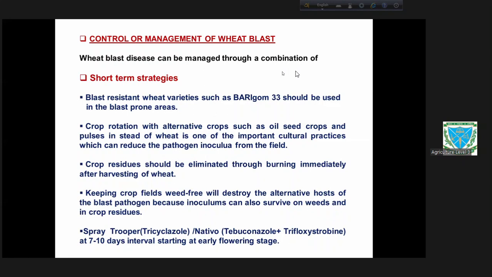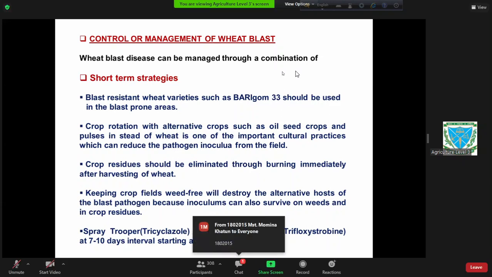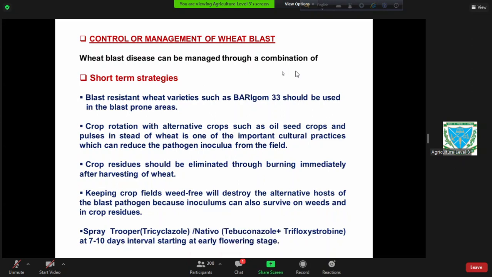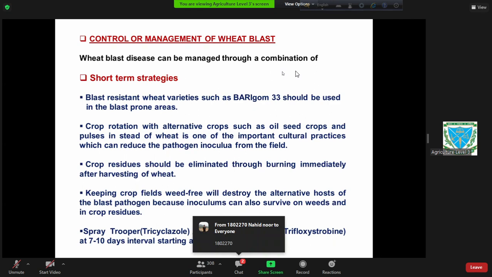Residues may serve as inoculum, right, as I mentioned in the disease cycle, so you can eliminate this by burning. After harvesting the crop, burning the crop residues is one of the important cultural approaches. And you have to keep your field weed free, keeping crop fields weed free. If weeds serve as an alternative host, you can remove these weeds so that you can avoid inoculum in the field.